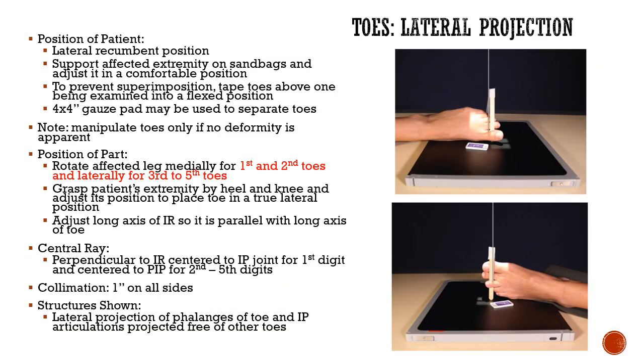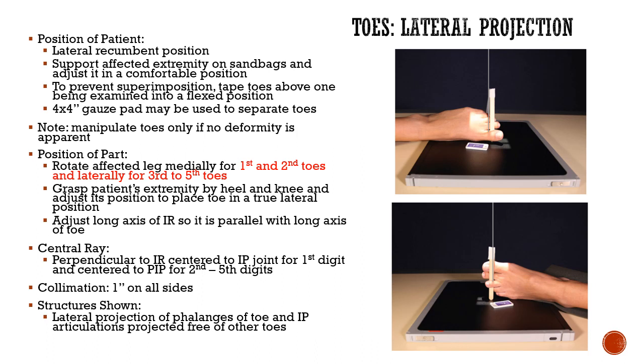On the lateral projection of the toes, we're going to do a lateral recumbent position. We're going to have the affected extremity down, possibly use sandbags, and we're going to tape toes if we need to, or use some type of tongue depressor. A 4x4 gauze pad may also be used to separate toes. But never manipulate toes if a deformity is noticed.